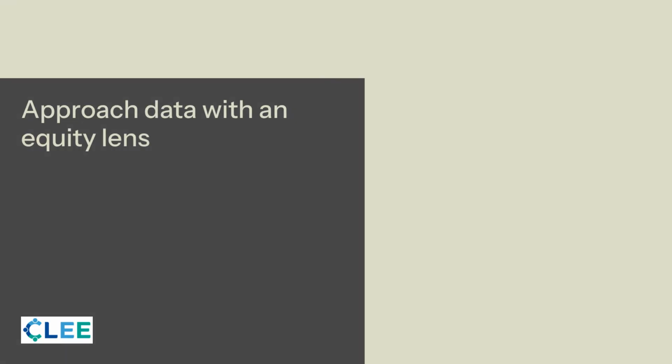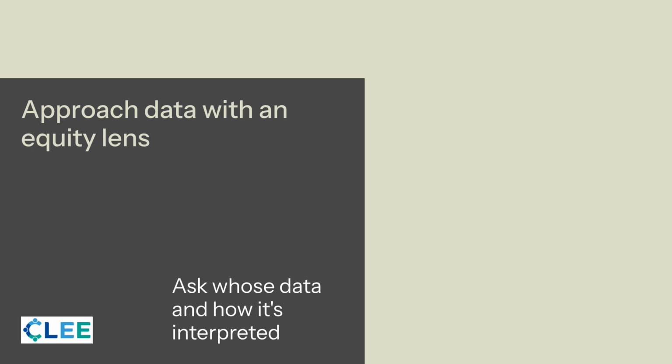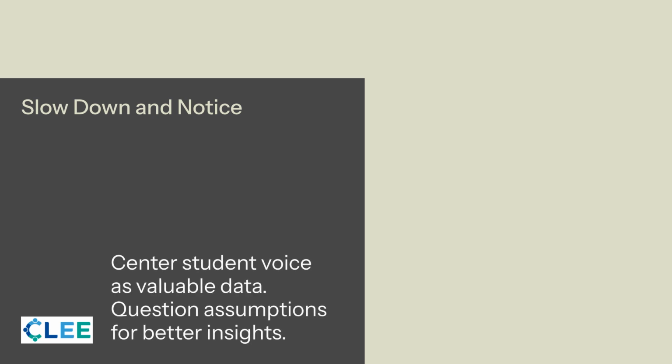When you approach data through an equity lens, you start asking different questions. Not just did scores go up, but did scores go up for every student, or did we widen gaps? Not just what does the data show, but whose data? How is it collected? And how did we interpret the data? This module will push you to slow down, to notice before judging, to seek multiple data sources before drawing conclusions, to center student voice and experience as legitimate, valuable data. It's not easy work. It requires us to question our assumptions and resist the urge for quick answers.